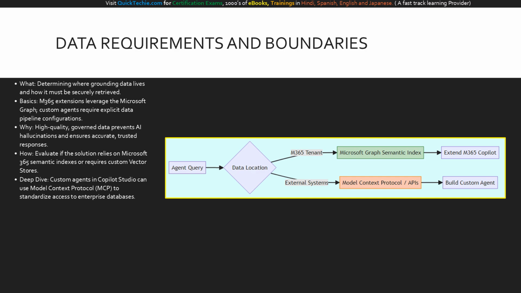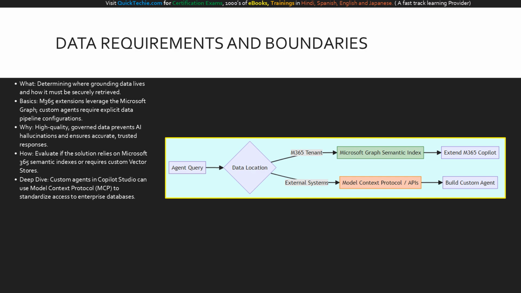Why must we obsess over this? Because well-organized, cleanly structured data is the only way to prevent AI hallucinations and guarantee that the agent's responses are accurate and trustworthy. How do you decide? Evaluate the source. If your AI needs to synthesize Word docs and Teams chats, use the M365 Semantic Index by extending Copilot. If it needs to query proprietary SQL databases or external cloud storage, you need a custom agent architecture.